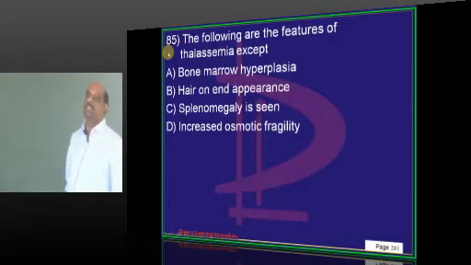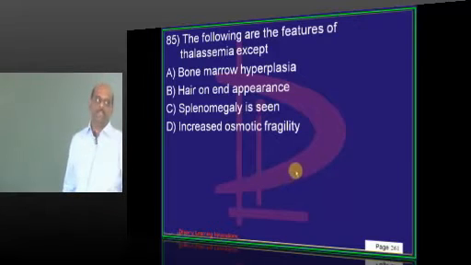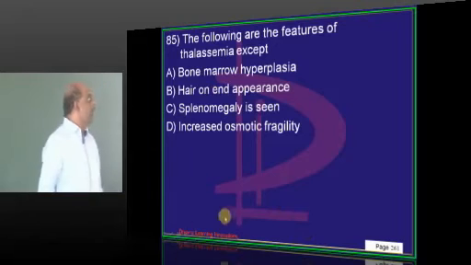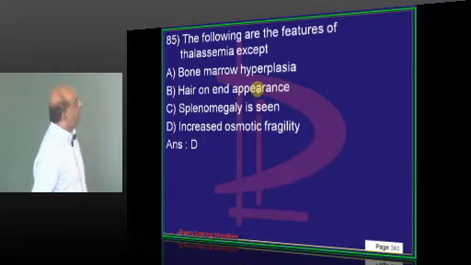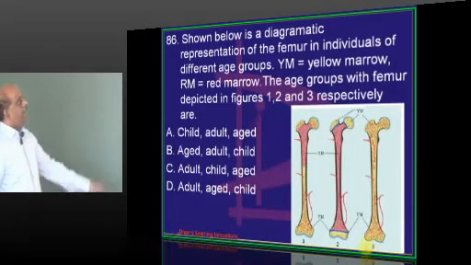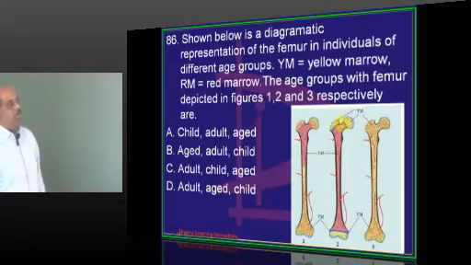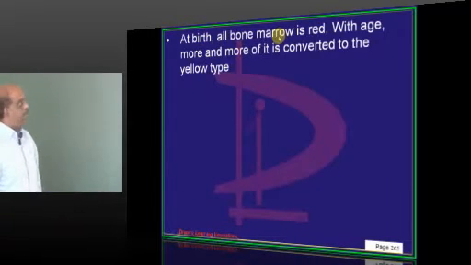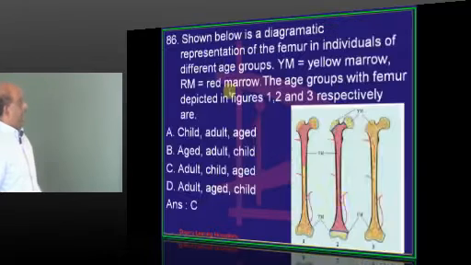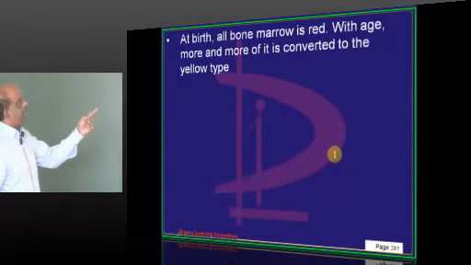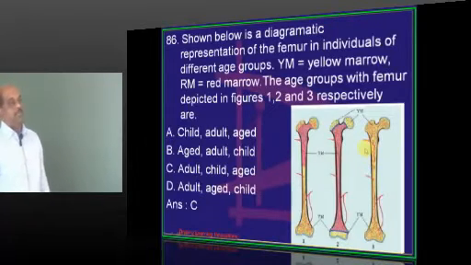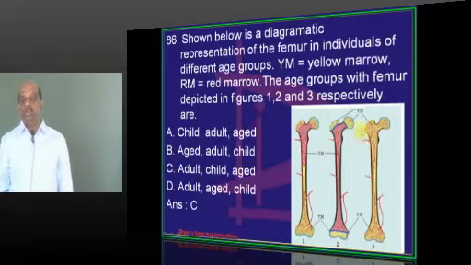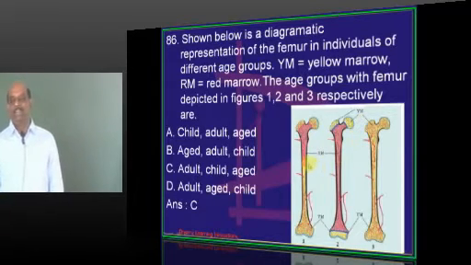Thalassemia versus hereditary spherocytosis. In thalassemia, cells are microcytic. In hereditary spherocytosis, they are spherocytic. So increased osmotic fragility is a feature of spherocytosis. Actually, three bones were given and asked how will you recognize. The funda behind it is, at birth all bone marrow is red. With aging, more and more of it gets converted into the yellow type. If you are color blind in the exam hall, no one can help.